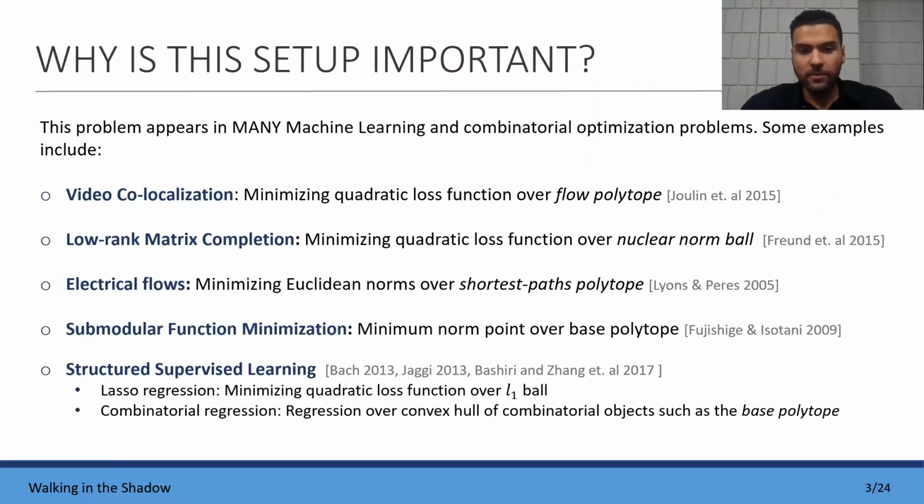So this setup is important because this problem appears in many machine learning and combinatorial optimization problems, such as structured supervised learning. We have other examples on the slides here, but in all of those examples, we're minimizing a smooth and convex function over a polytope.